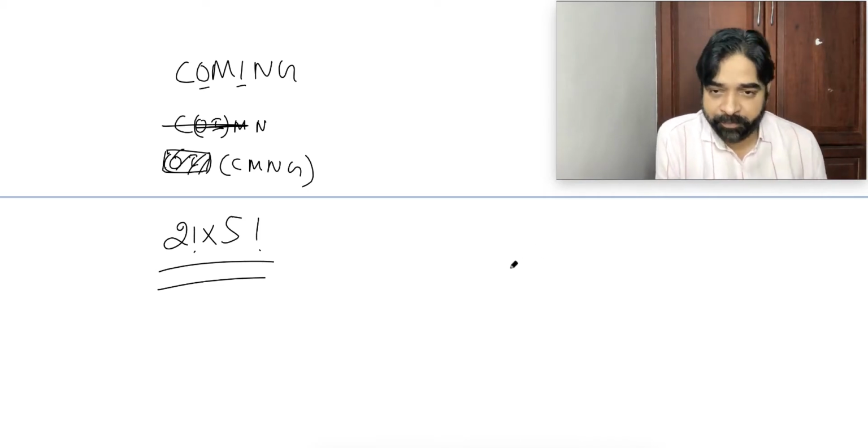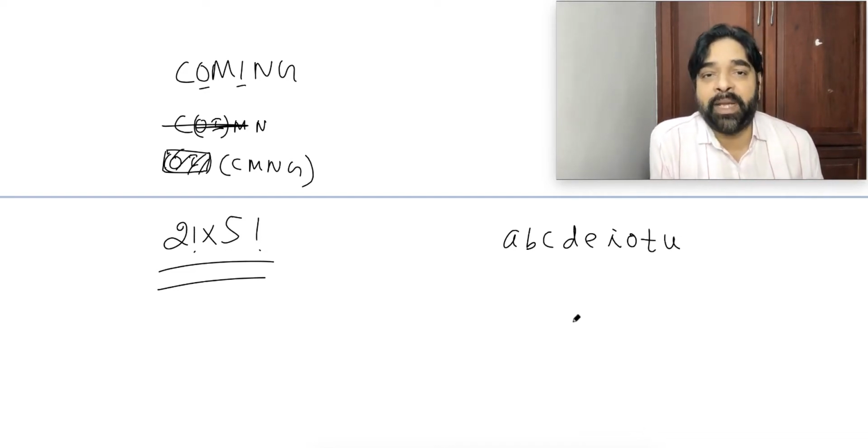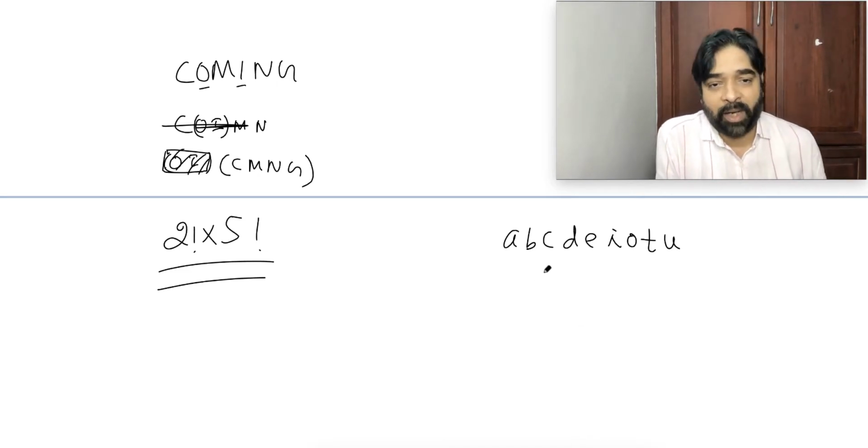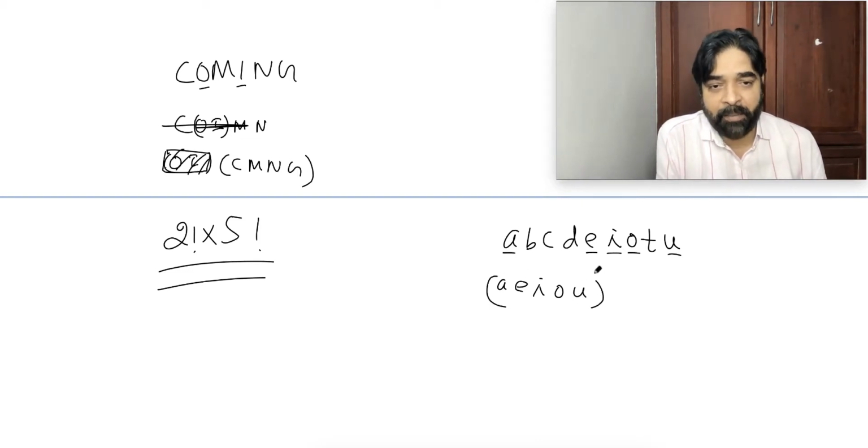I will show you some more examples. Suppose I say A, B, C, D, E, I, O, T, U. In how many ways can we arrange so that the vowels should always be together? First, all the vowels I will keep on one side in a box: A, then E, then I, then O, then U. And the balance, whatever is left.